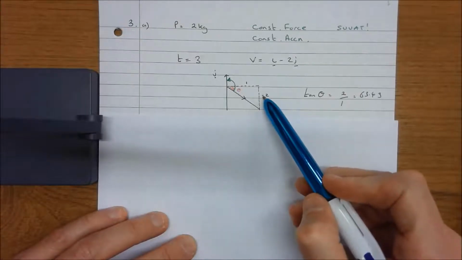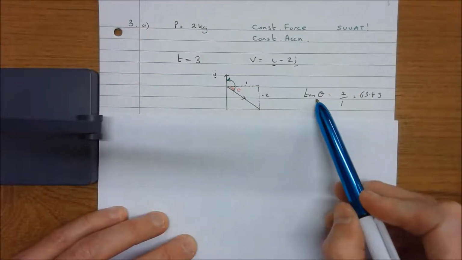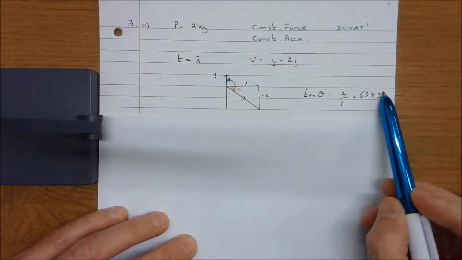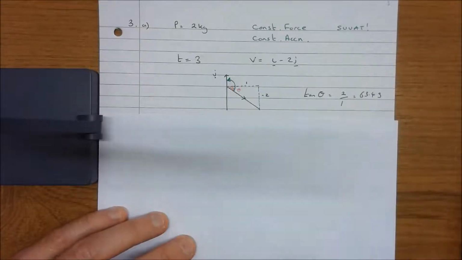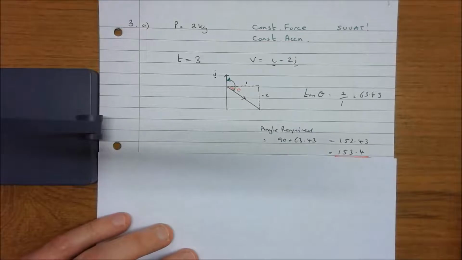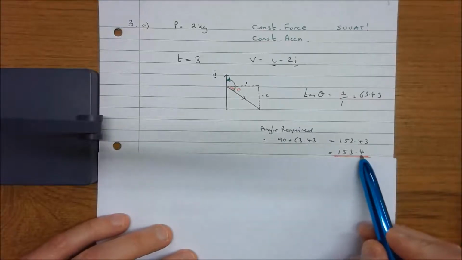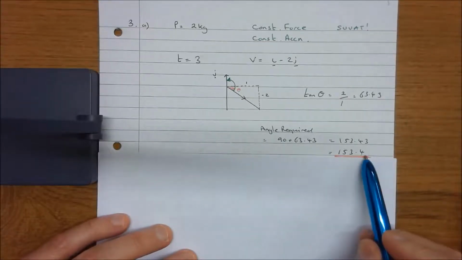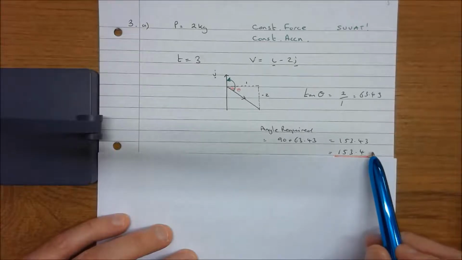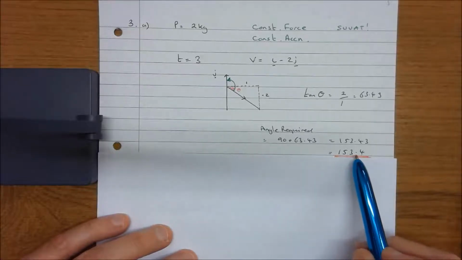So opposite over adjacent equals tan theta, and gives me an angle of 63. This angle here is now going to be the required angle of 153.4. Now I could give that angle to one decimal place like I have, or I could give it to 3 significant figures, 153.